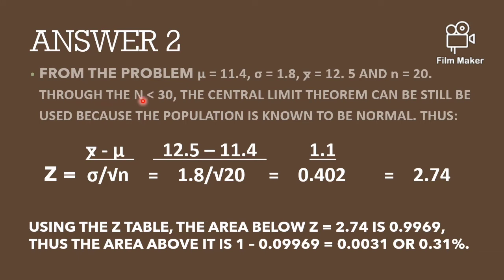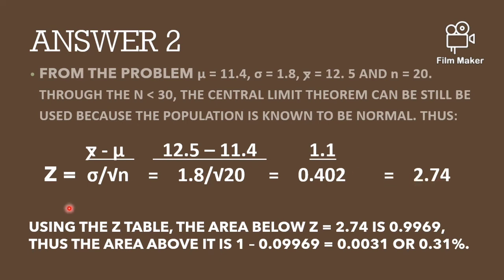So, even though n is less than 30, the central limit theorem can still be used because the population is known to be normal. So, again, x bar or the average mean is 12.5 and the expected value is 11.4 and the standard deviation is 1.8 divided by square root of 20. So, 12.5 minus 11.4 is 1.1 divided by 0.402 and the value is 2.74.